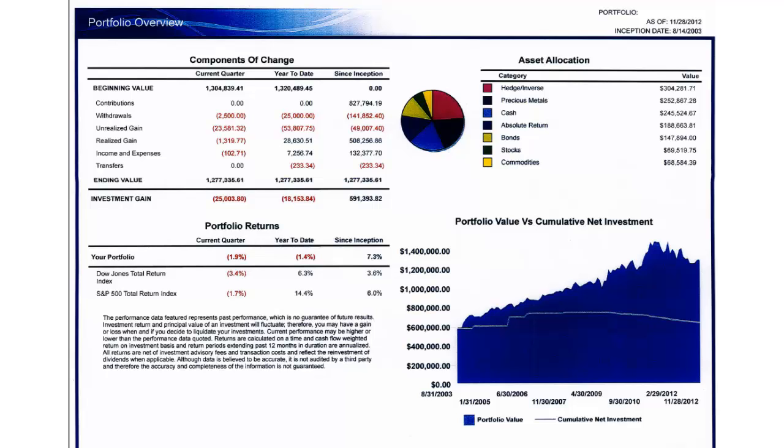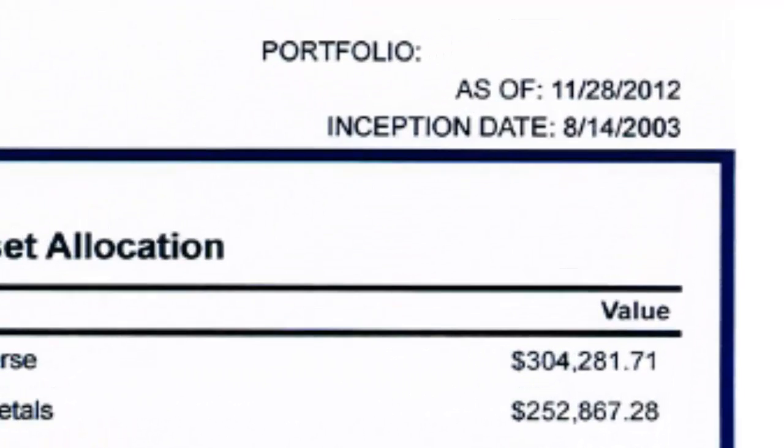Here's an actual statement from a client. As you can see, in the right-hand corner, I've covered the client's name. Underneath where the name typically appears, you'll see the date the statement is as of and the inception date. So this client has an inception date of August 14th, 2003, which is actually the furthest back we can go due to compliance and audited returns.